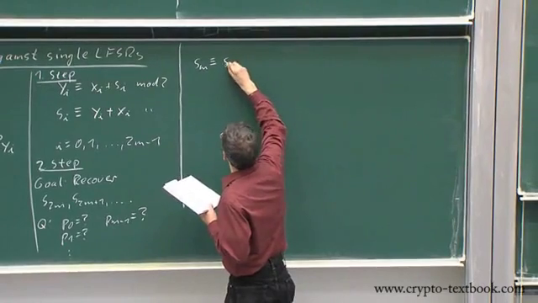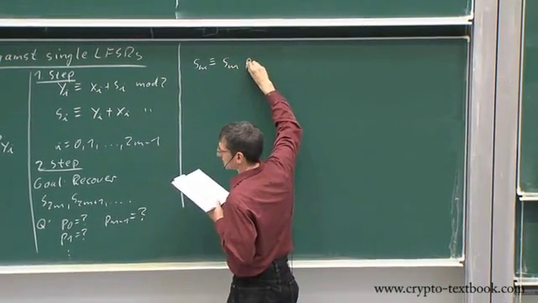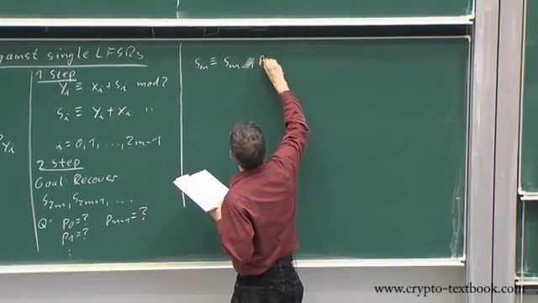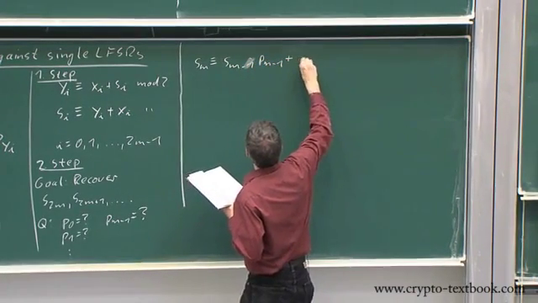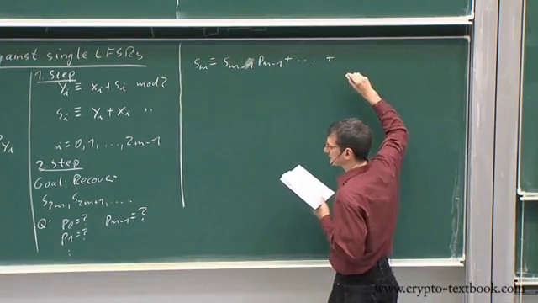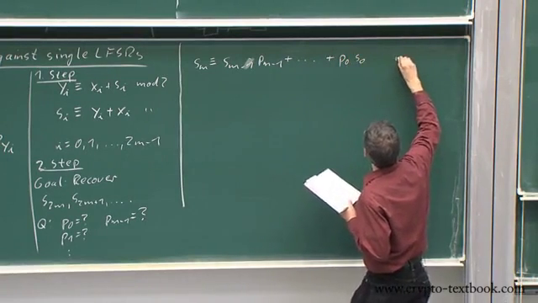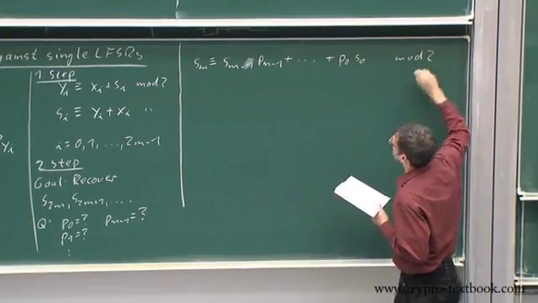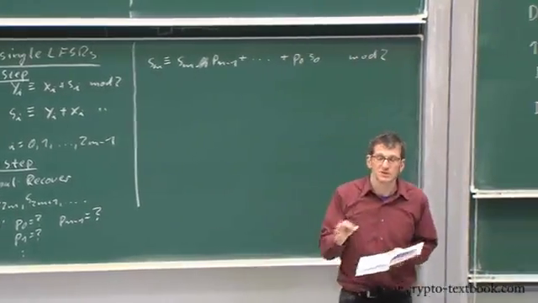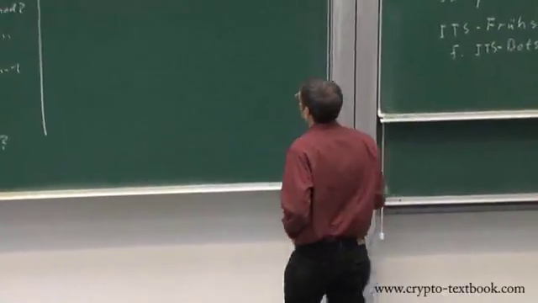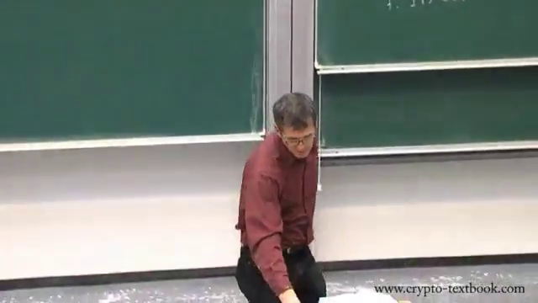This was S_m times, no, S_{m-1}, sorry, times P_{m-1} plus blah, blah, blah, plus P_0 S_0 mod 2. Okay, so now we have one equation, and the good thing about it, what are the unknowns here?